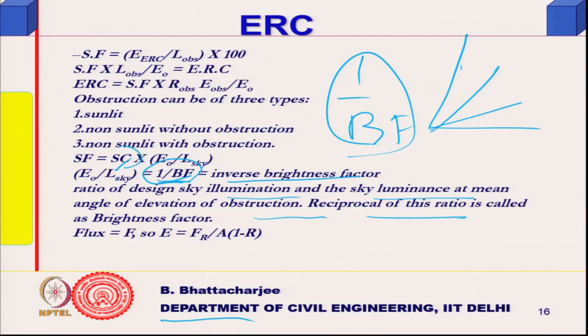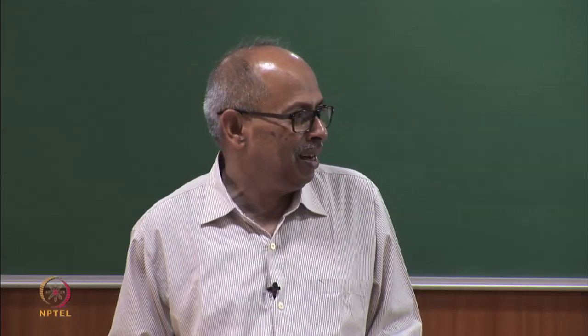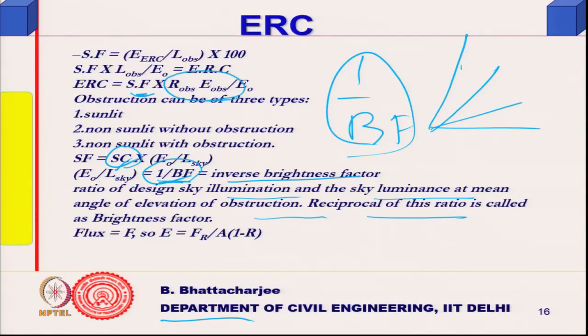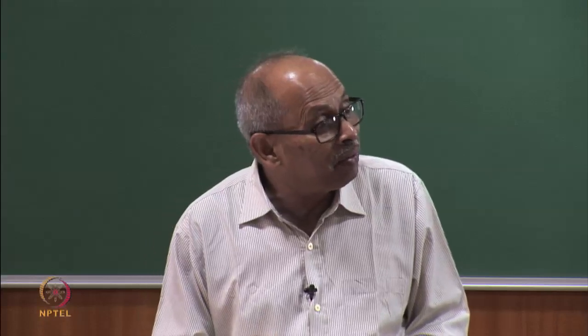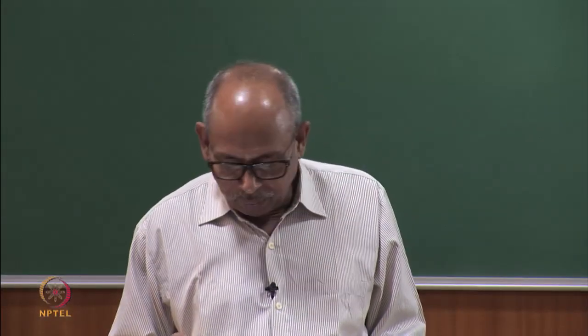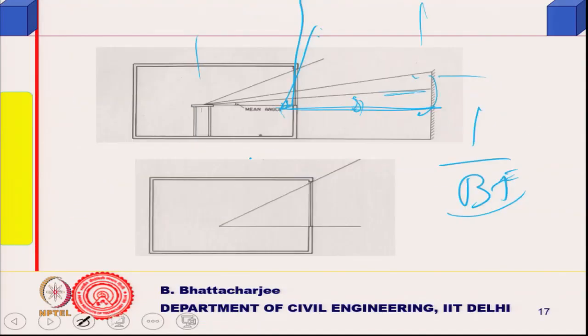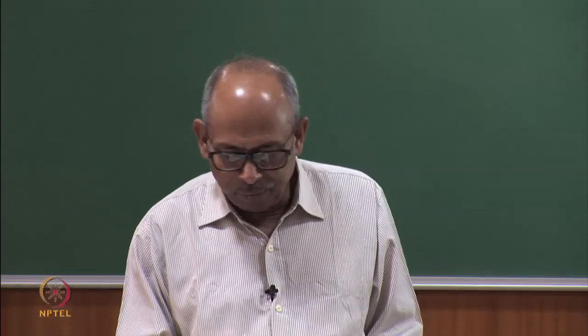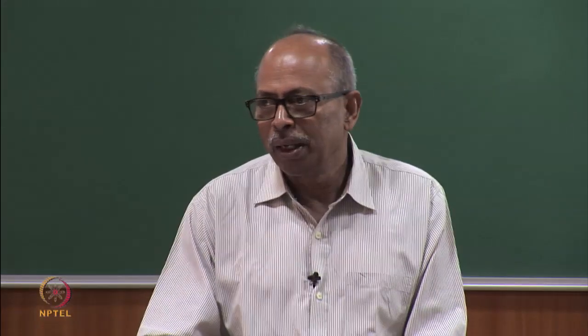So, this value multiplied by the sky component from the table will give you the sky factor. You can obtain the sky factor and use it together with these values which are given in the table, because E obstruction by E 0 is given in the table, and R obstruction is given for various conditions like sunlit, non-sunlit, etc. So, from the table one can find these out and then use them for finding the externally reflected component, right?